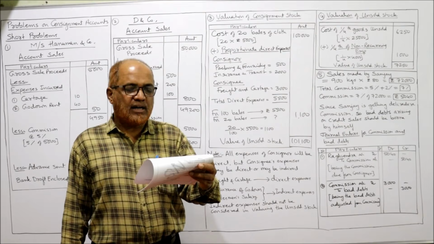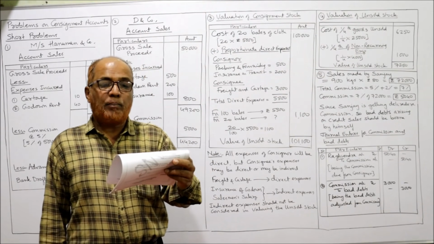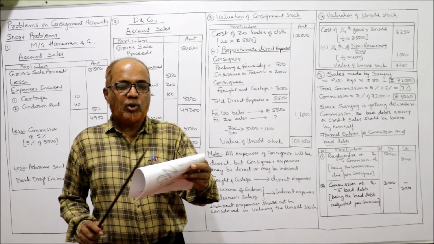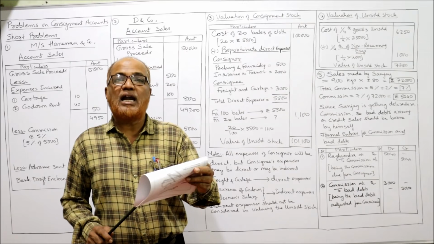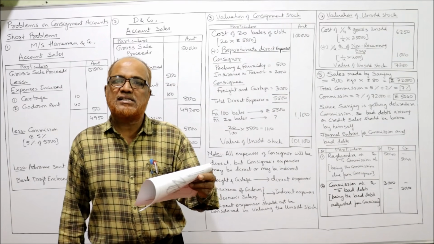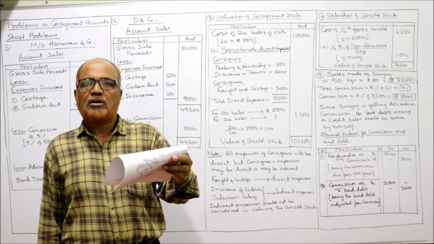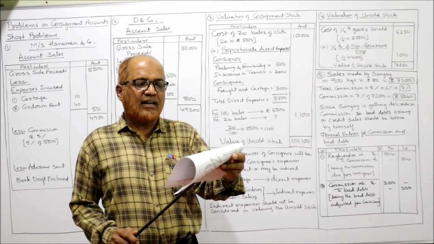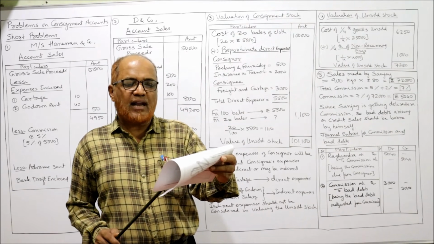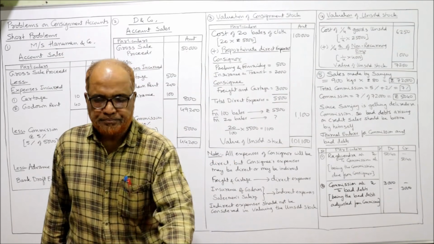Gopal Krishna received the consignment and sold 80 bales at rupees 8,000 per bale. They incurred the following expenses. See carefully. Total number of bales sent by consignor 100. Out of 100, 80 bales are sold by the consignee at rupees 8,000. They incurred the following expenses. Now consignee has incurred freight and cartage 3,000, insurance of godown 400, salesman's salary 1,600. Ascertain the value of consignment stock.